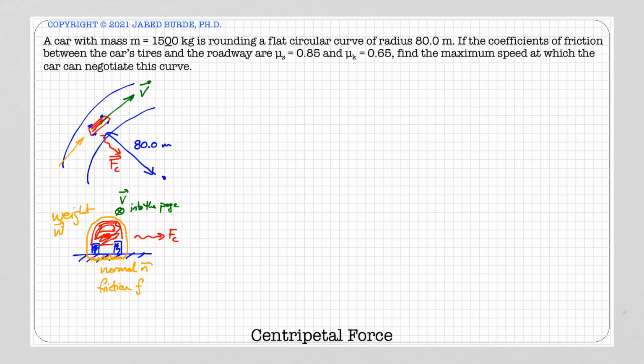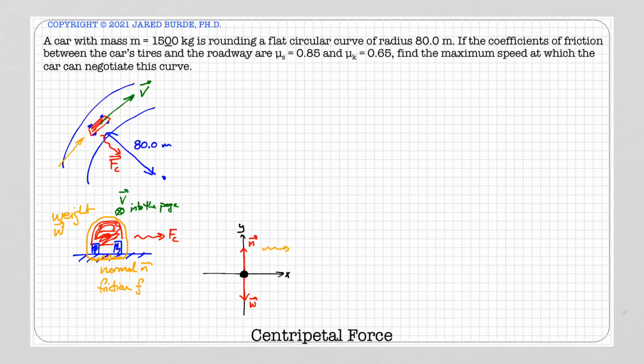Now that we've identified the forces, we'll go ahead and draw our free body diagram. Since our centripetal force is acting horizontally, we'll use horizontal axes. We'll represent the car as a particle at the center of the free body diagram. And we'll draw our forces. We have weight pulling down, and we have normal force pushing up. There's no acceleration in the y direction, so those two should balance each other out.